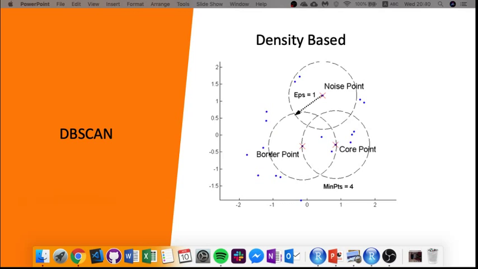Oh, I'm sorry, noise points are not the first category. The first category is core points. Every other point is categorized as a noise point. Okay, I don't know how many of you understood, but it's a complicated concept.